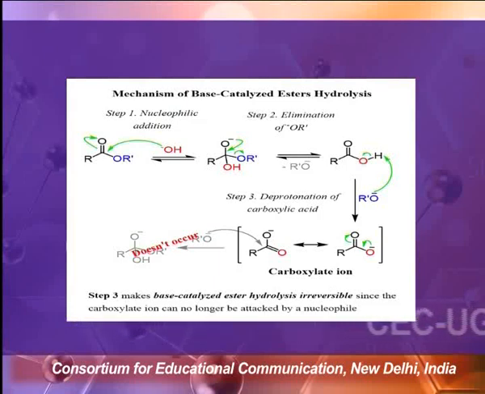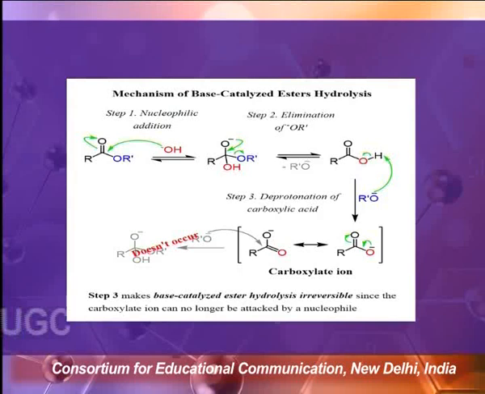Now what will happen in the second step? There is an elimination of OR, so you will get back the RCOOH. Deprotonation of the carboxylic acid will also take place with the RO moiety, and you will get the carboxylate ion. This carboxylate ion will not go to further reaction, which makes base catalyzed ester hydrolysis irreversible, since the carboxylate ion can no longer be attacked by a nucleophile.